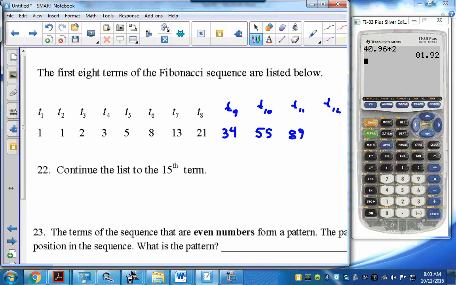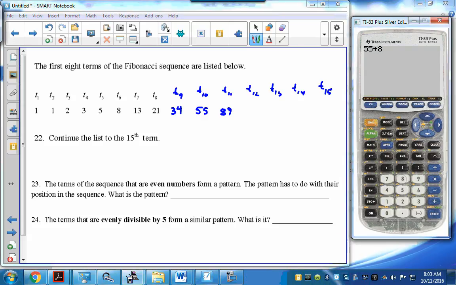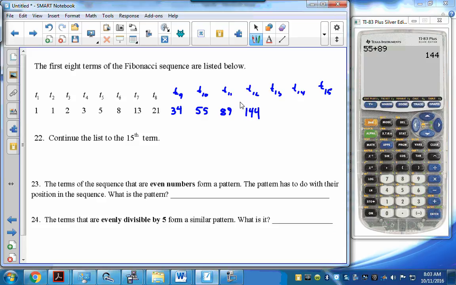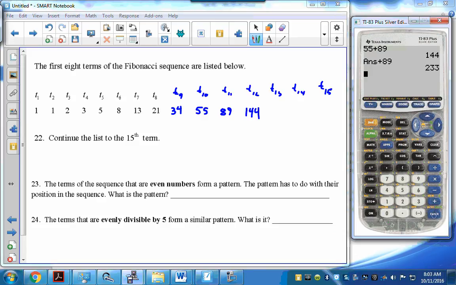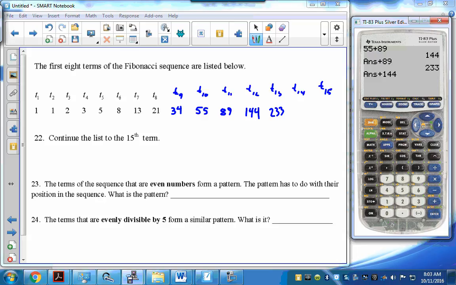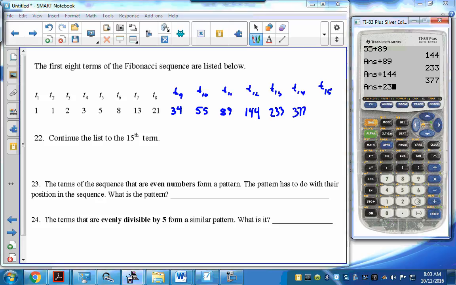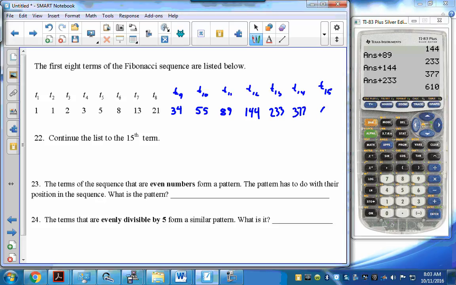Let me make this a little bit smaller so I can see it. 55 plus 89, there's 144, that's gross. 144 plus 89, 233. 233 plus 144 is 377, and 377 plus 233 is 610. Okay, so there's the list to the 15th term done.